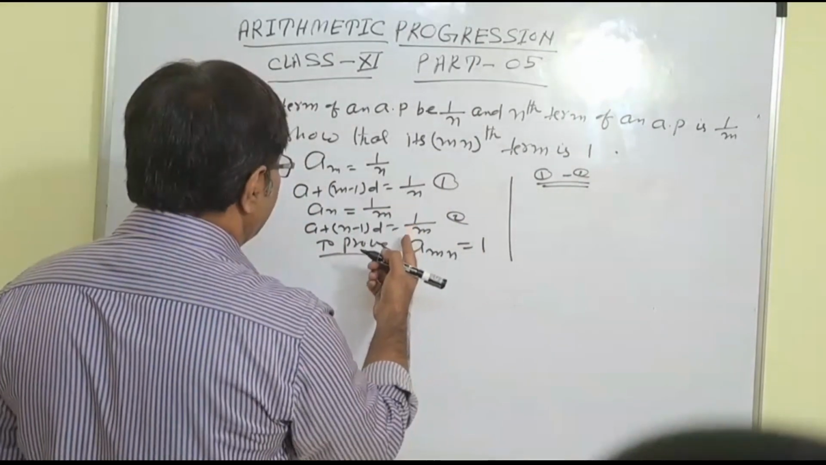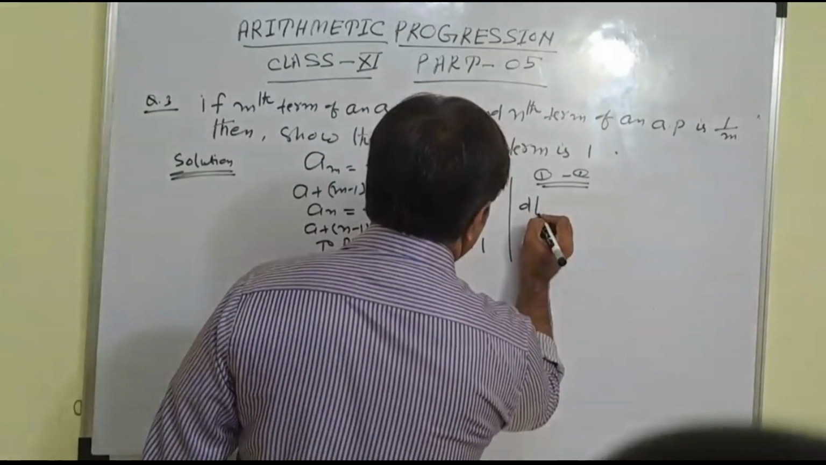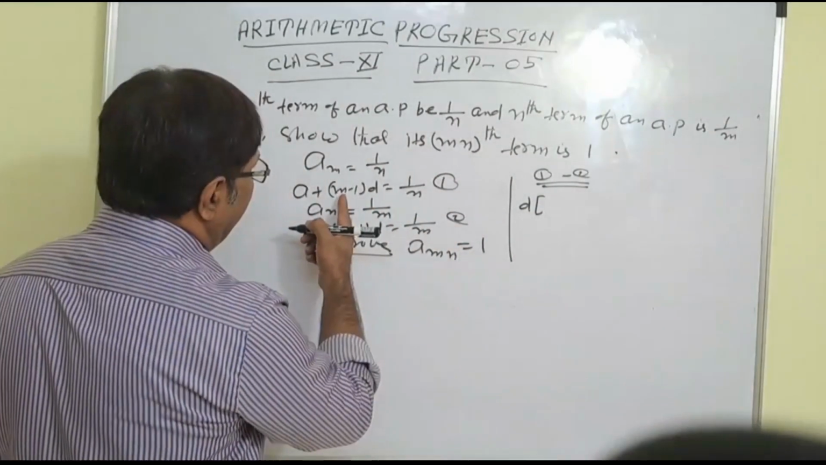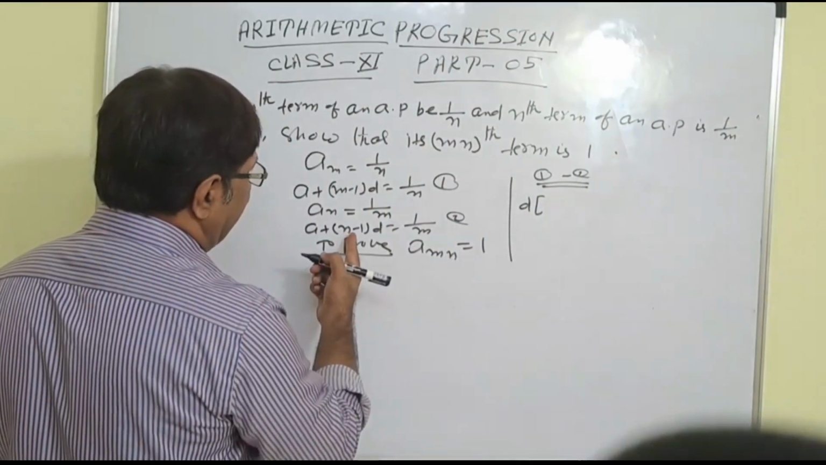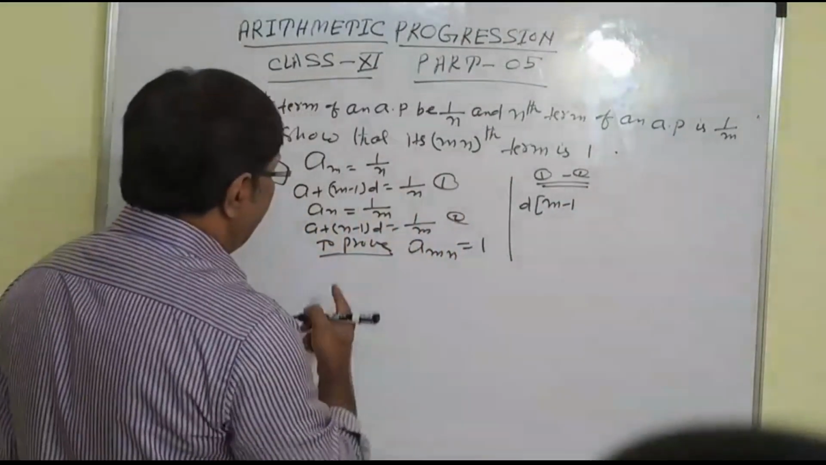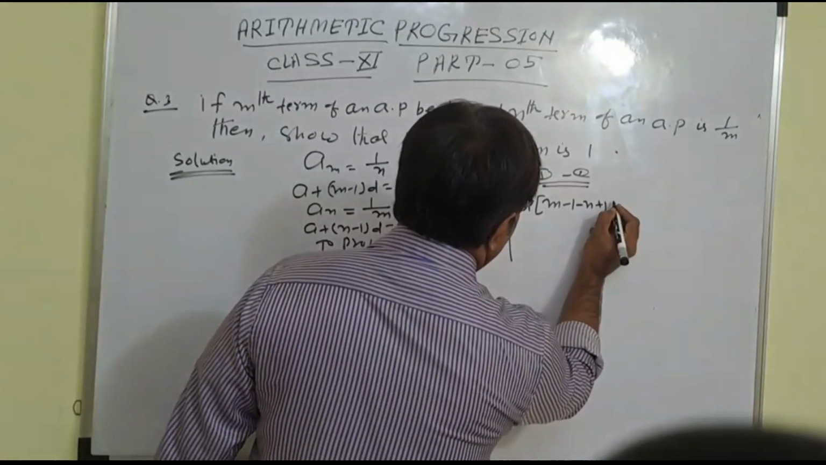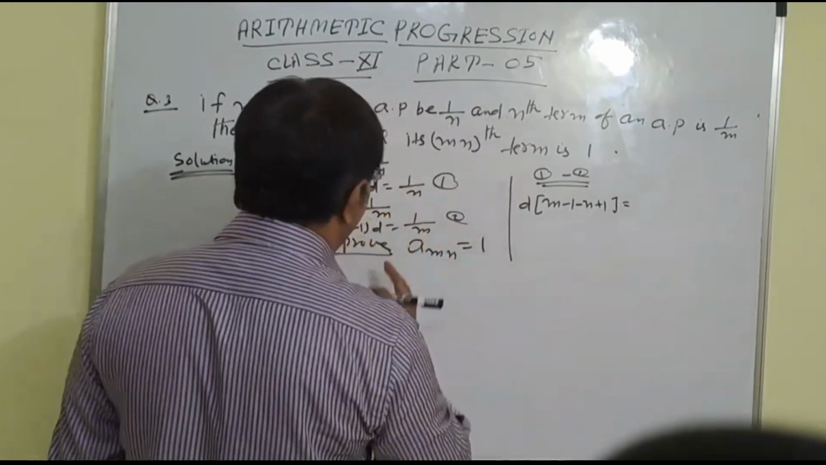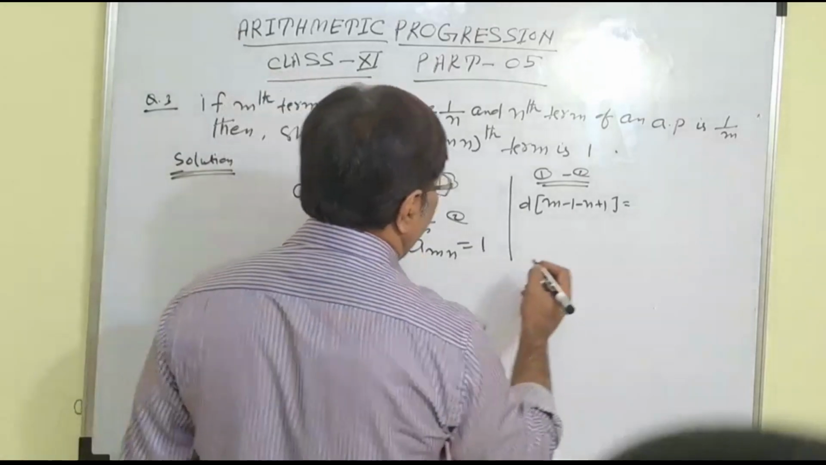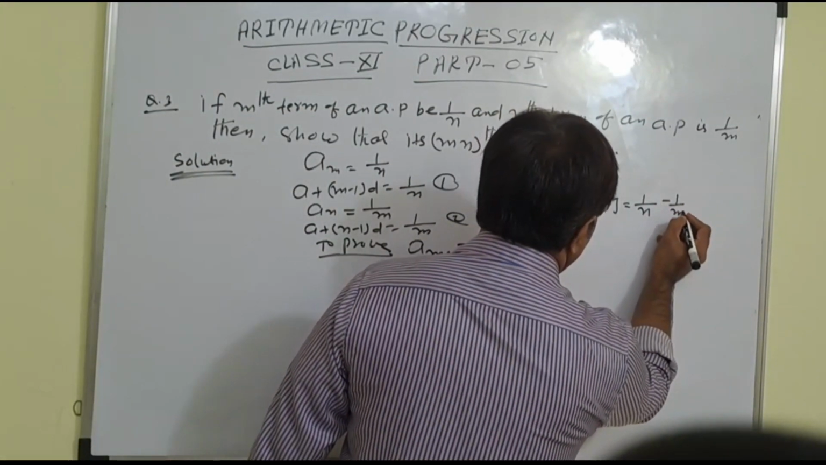So for this type of question, first find 1 minus 2, first minus second. So this equation minus, so A minus A is what? 0, and D is common here. So here what? M minus 1 and minus N minus 1. So M minus 1 and minus N plus 1. So this is M minus N. And this equals what? 1 by n minus 1 by m.